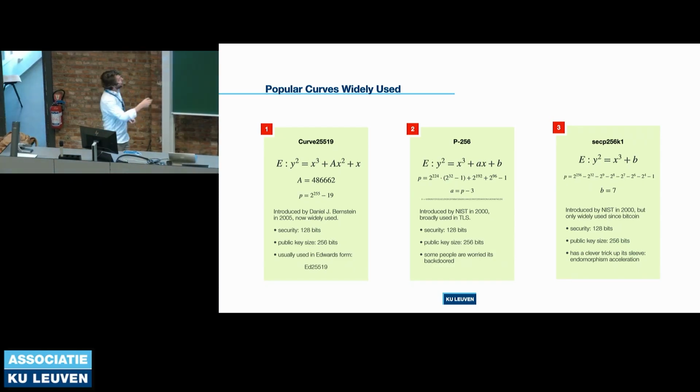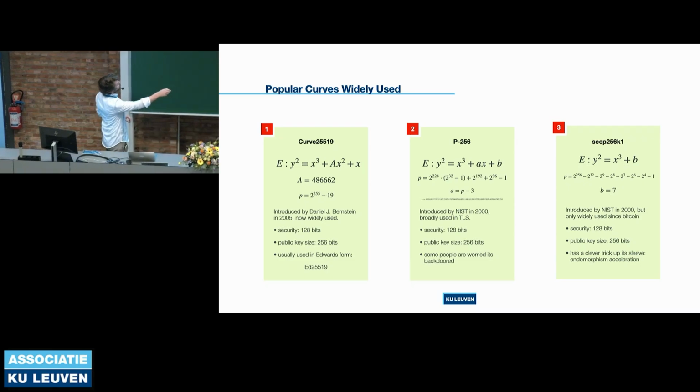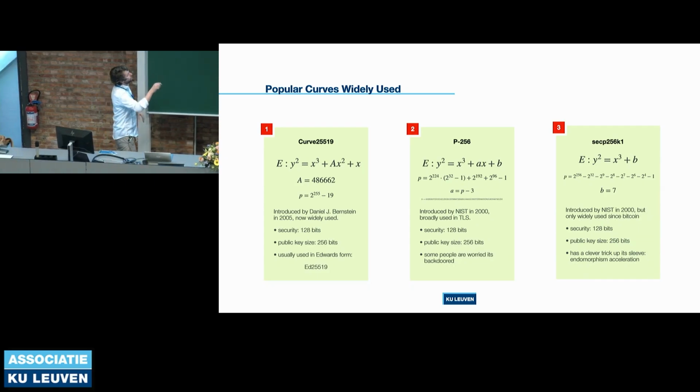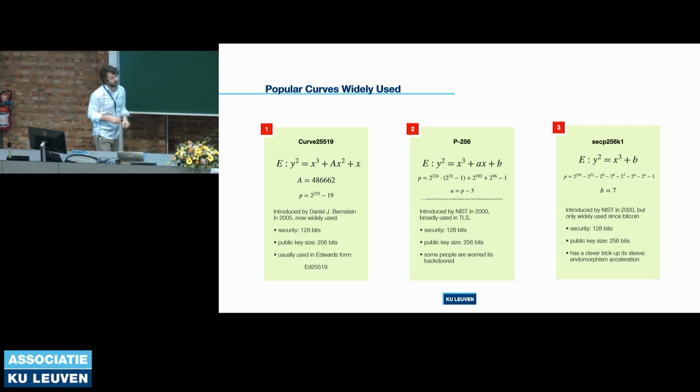It has the same sort of characteristics as the other two, right? 128 bits of security and 256 for public key size. But there's a clever mathematical trick hidden in this construction over here that is too technical to get into, which also makes it quite fast.